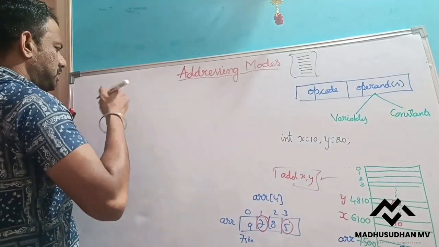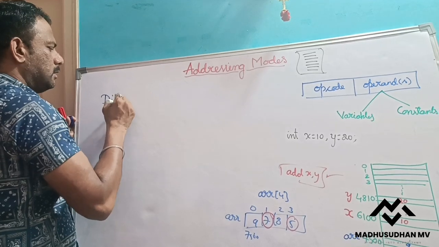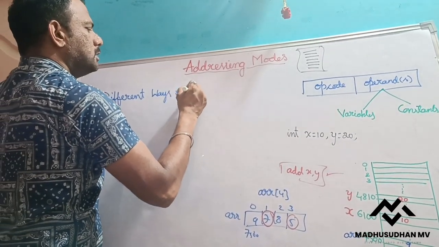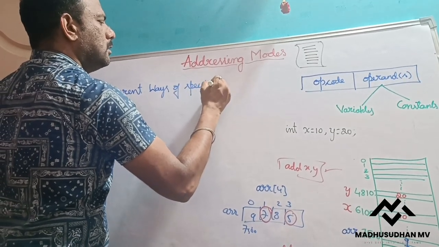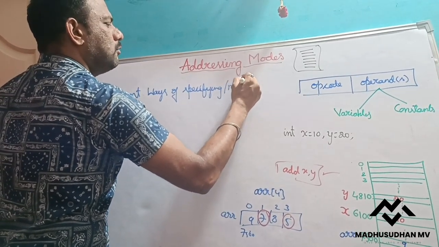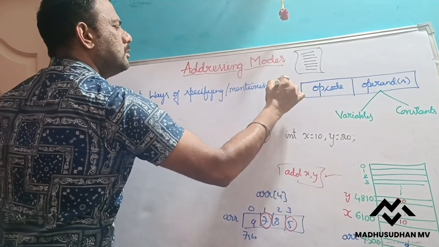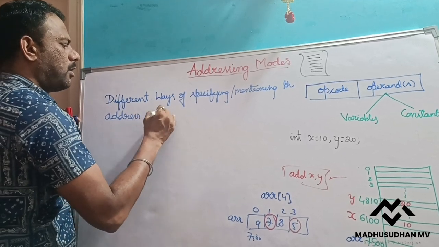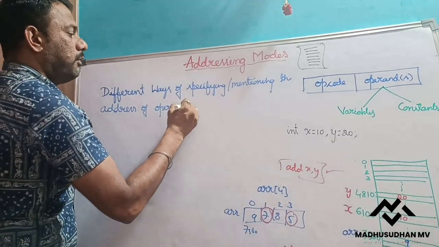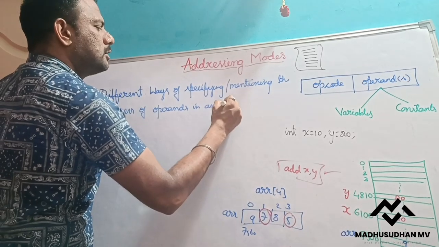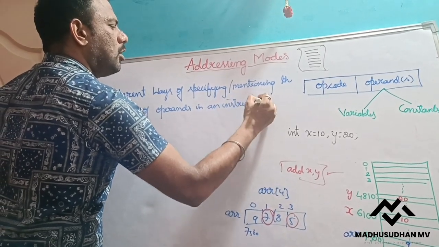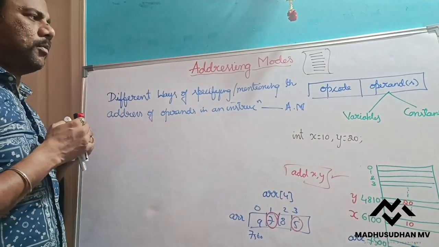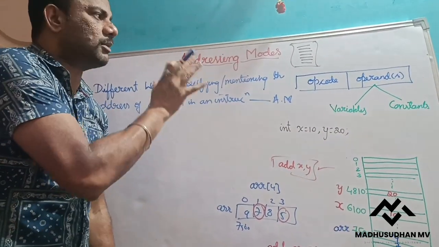Okay, so the definition is: the different ways of specifying or mentioning the addresses of operands in an instruction is called what? Addressing modes. This is the definition. So I hope you people understood what we mean by addressing modes and why we need this.